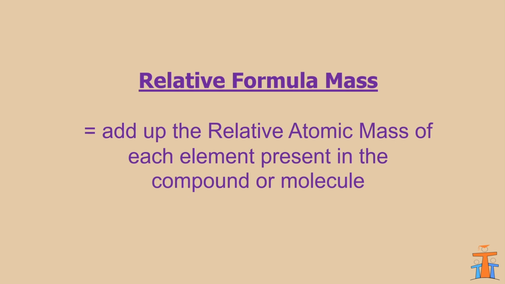Now let's move on to relative formula mass. Relative formula mass is used for compounds or molecules. To find the relative formula mass of a compound, you simply add up the relative atomic mass of each element present in the compound or molecule. Here is how it works. The following examples explain how relative formula mass is calculated.